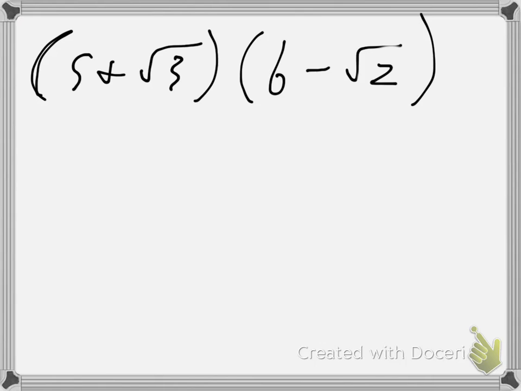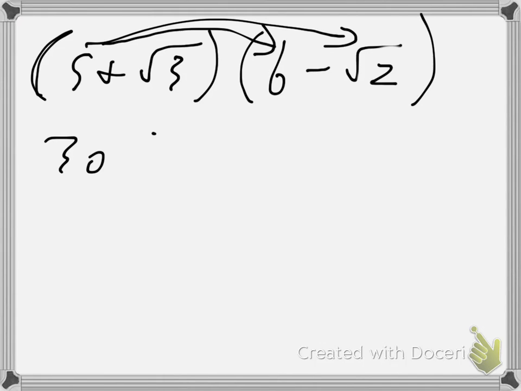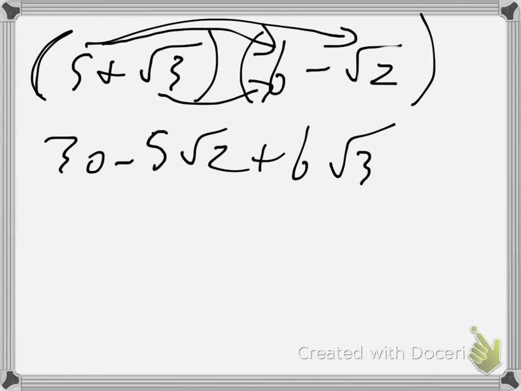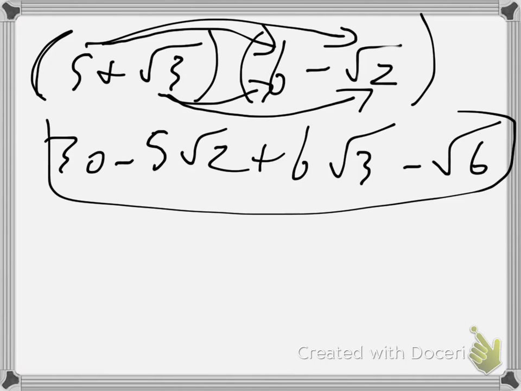When we multiply this, we have to remember to distribute. So 5 times 6 is 30. 5 times negative 2 is negative 5 square root of 2. Square root of 3 times 6 is 6 square root of 3. And square root of 3 times negative square root of 2, now you're going to get something different. You're going to get square root of 6. So we have no like terms to combine here. So that is the completely simplified radical expression.